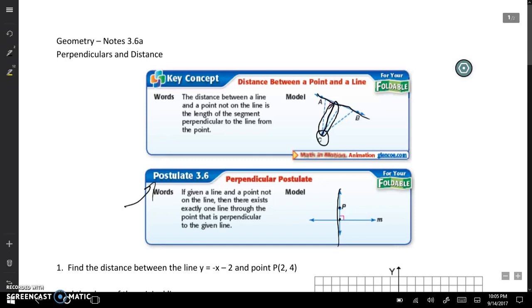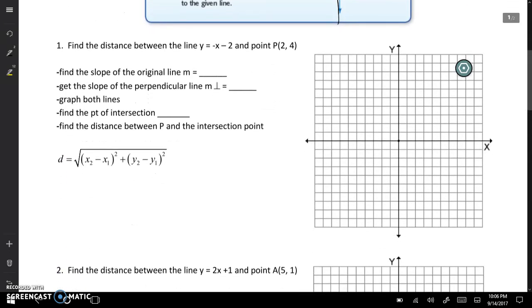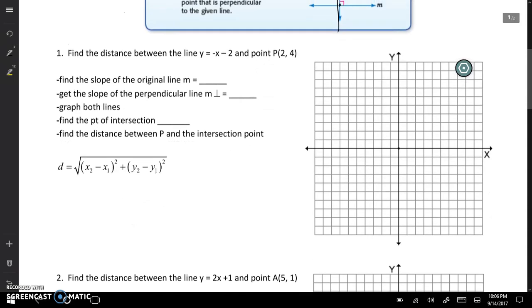So we're going to find that perpendicular line, and then find the distance from the point to here. For the first one, we're going to find the distance between the line y equals x minus 2 and the point 2, 4. The first thing we want to do is find the slope of the original line. The slope is right there, negative 1 over 1. Now the second thing we have to do is find the slope of a perpendicular line, so we need its opposite reciprocal. The opposite reciprocal is positive 1 over 1.